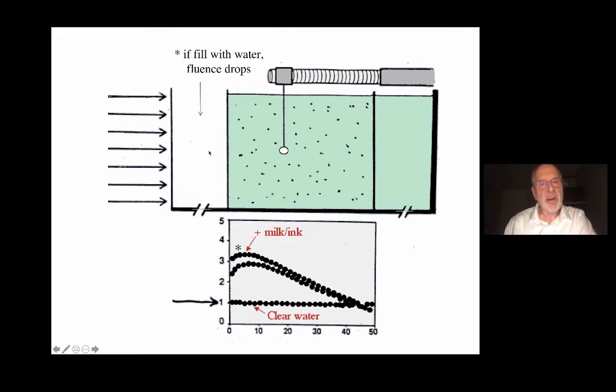If you fill this outer compartment with water, no longer will there be an air-water interface, and total internal reflectance will no longer occur. Photons will easily escape out, and hence there's a slight drop in the fluence. Therefore, boundary conditions do matter.